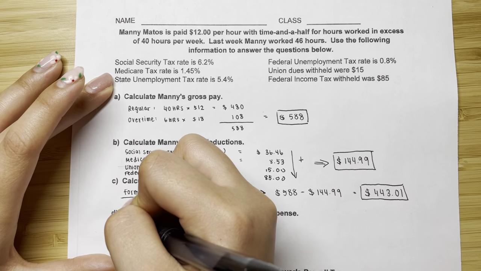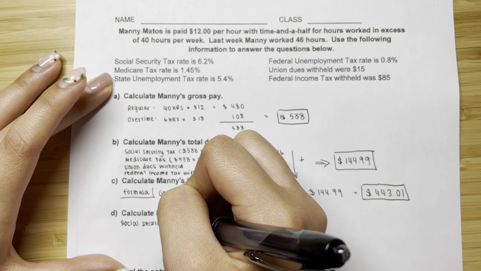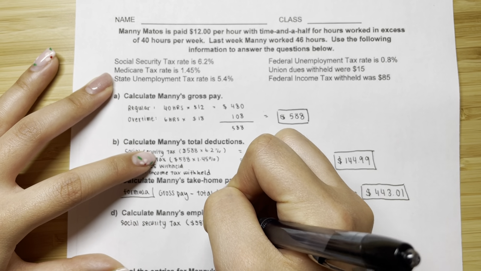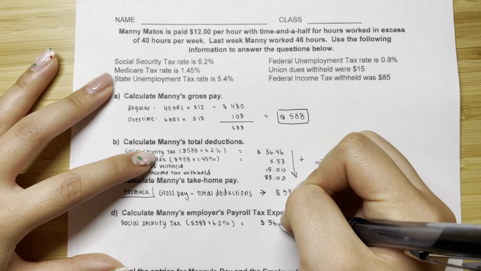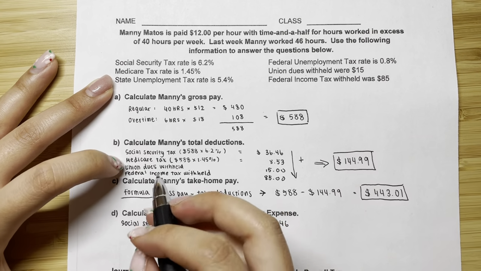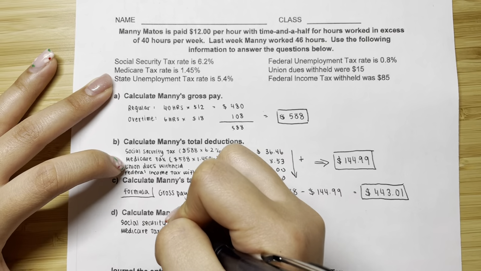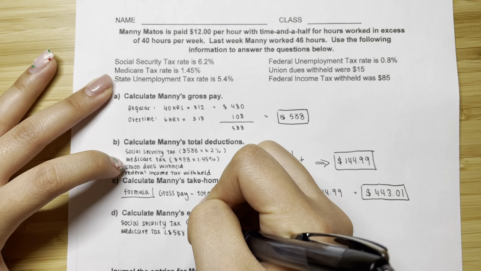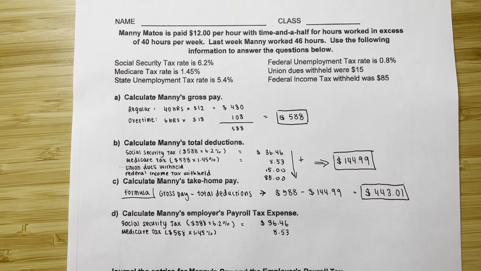So let's write that down. Social Security tax. And it's gonna be the same as Manny. So it's gonna be 588 times 6.2%, which is 36.46. Okay. Medicare tax, same thing. Times 1.45%, we have 8.53.